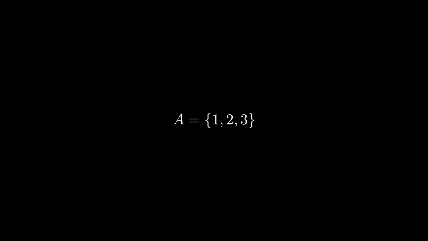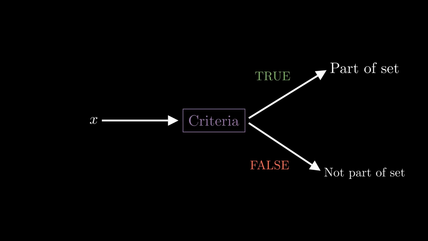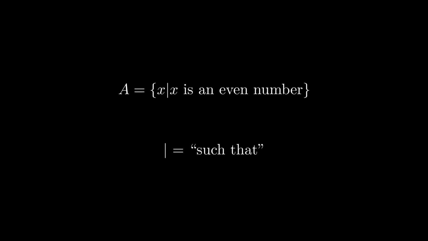So if we stick with numbers for now, this is a completely valid set containing the numbers 1, 2, and 3 as elements. But this won't get us that far. A better way to define a set is to spell out the criteria a potential element needs to meet to be a part of the set. So, if we wanted to define the set of even numbers, this is what it could look like. The straight line in between the X and the criteria is a way of saying such that, or given. So this notation reads, A is the set of all X such that X is an even number.